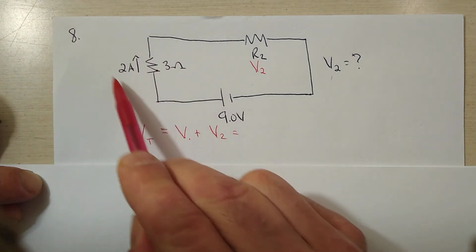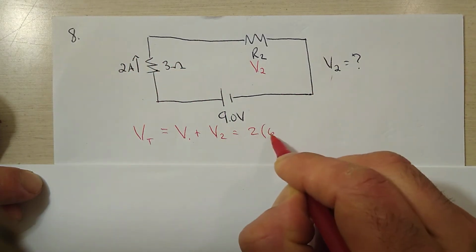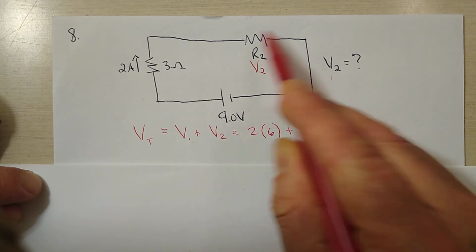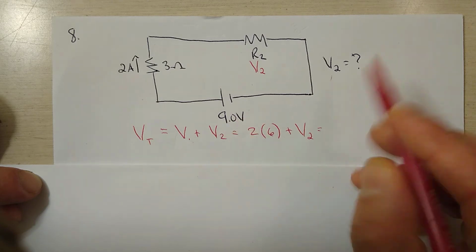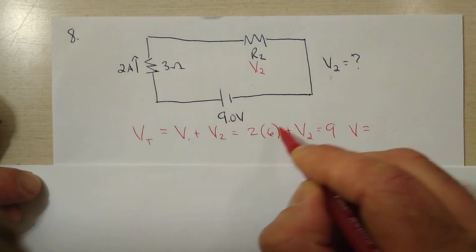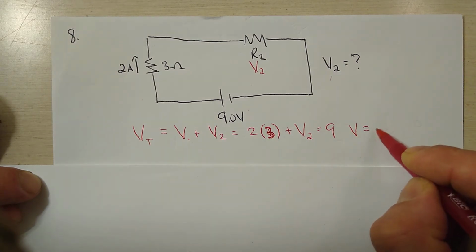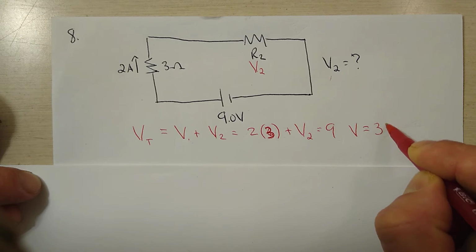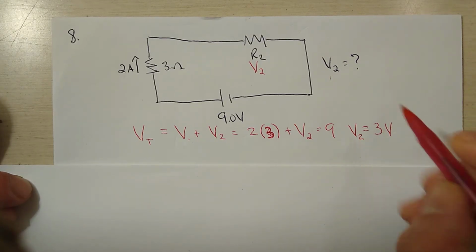Well, this here would be IR. We're going to add it to whatever this is that we're looking for. And of course, that equals 9. And then we have V equals 9. And so 3 volts is going to be our V2.